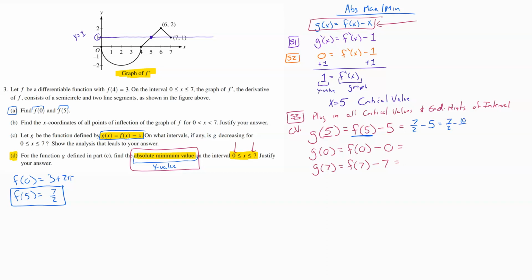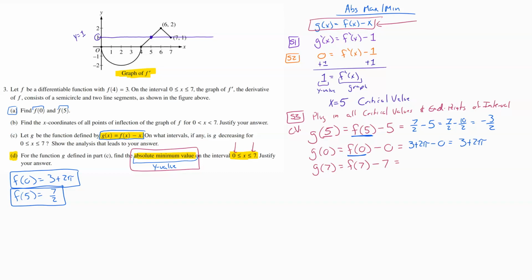Finding your common denominator, that'd be 10 over 2. And so here we would end up with negative 3 over 2 for our y value. Then doing 0, that's the other piece of information we needed from back in part A. F of 0 is 3 plus 2 pi, and then we're going to minus 0 off of that, and we end up with 3 plus 2 pi.